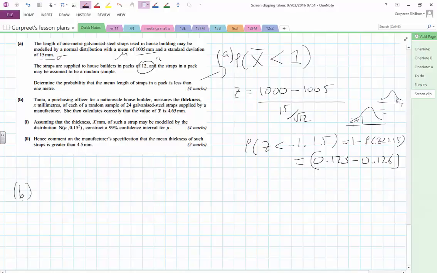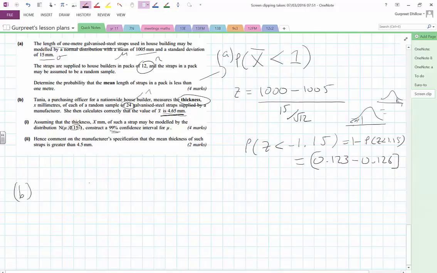Right, part B. So this time, they put it in bold. We're talking about the thickness now. So here you should have noticed that the first part was talking about the lengths of the galvanized steel. Here we're talking about the thickness. This time there's 24, so n's 24. And you're told that the mean of this sample is 4.65. We're given the same standard deviation, 0.15, and 99% confidence interval.